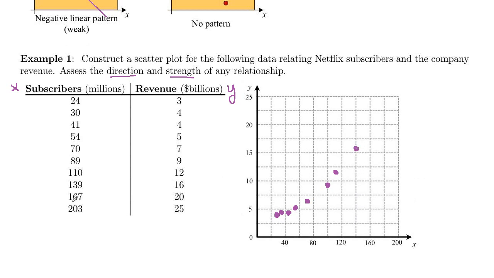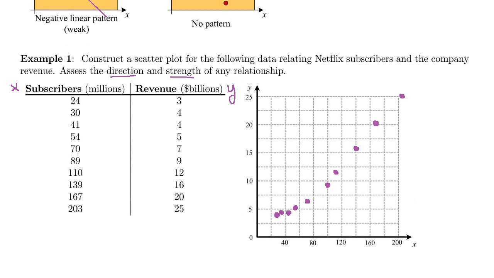And then 167 in the X, 20 in the Y. So 167, about right here, up to 20 in the Y, about right there. And then 203 in the X, 25 in the Y. So 203 just past the 200, go up to 25, about right there. So that's our scatter plot.